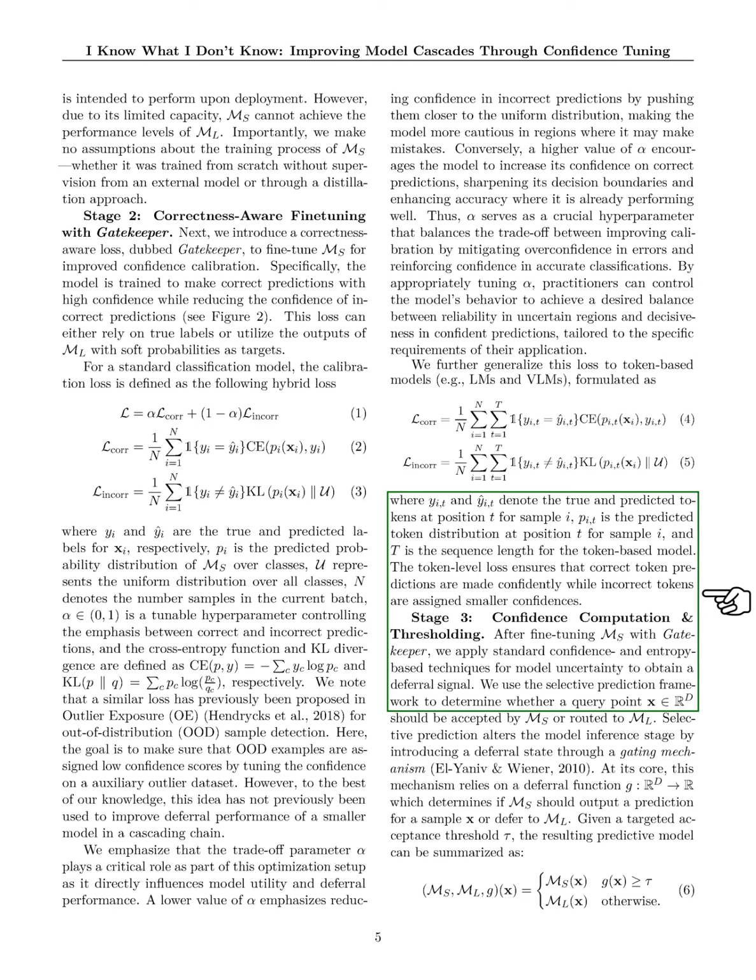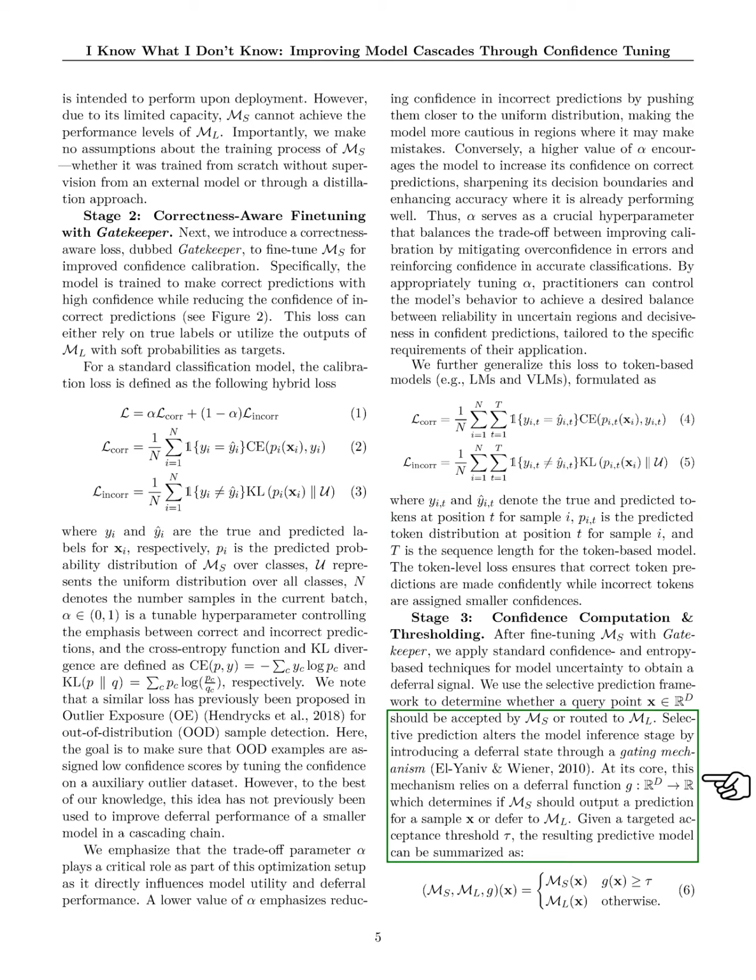We also extend this loss to token-based models, ensuring that correct token predictions are made confidently while incorrect ones receive lower confidence scores. In Stage 3, after fine-tuning M_S with Gatekeeper, we apply standard techniques to compute confidence and uncertainty, which helps us decide whether to accept a query point or defer it to M_L.